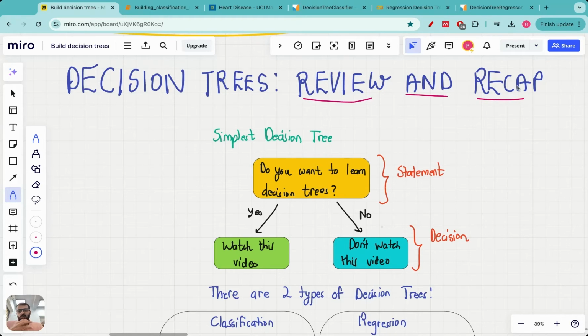So I'll be going through the key concepts which we covered and highlight the important things which you need to remember. So if you want a quick review and recap before going for an interview, let's say, this lecture will be perfectly suited for you.